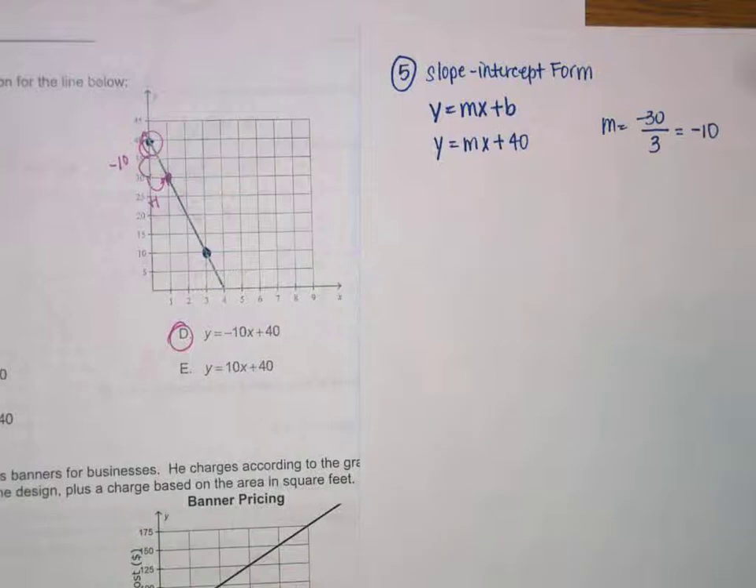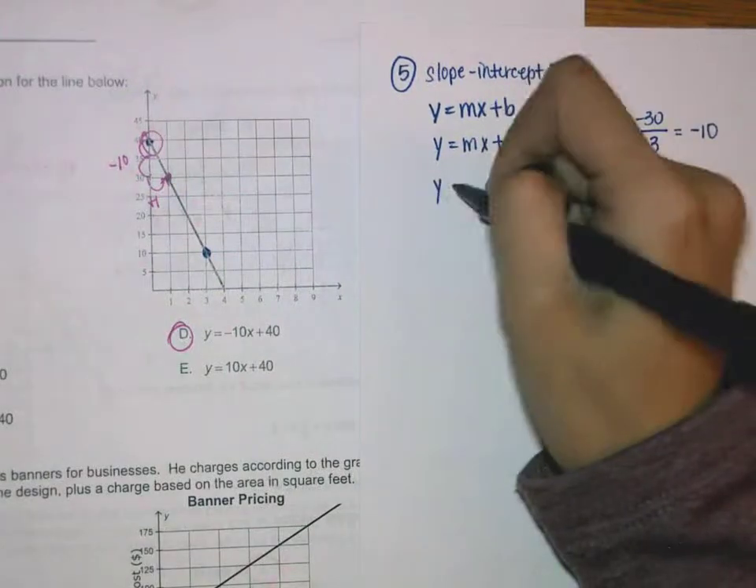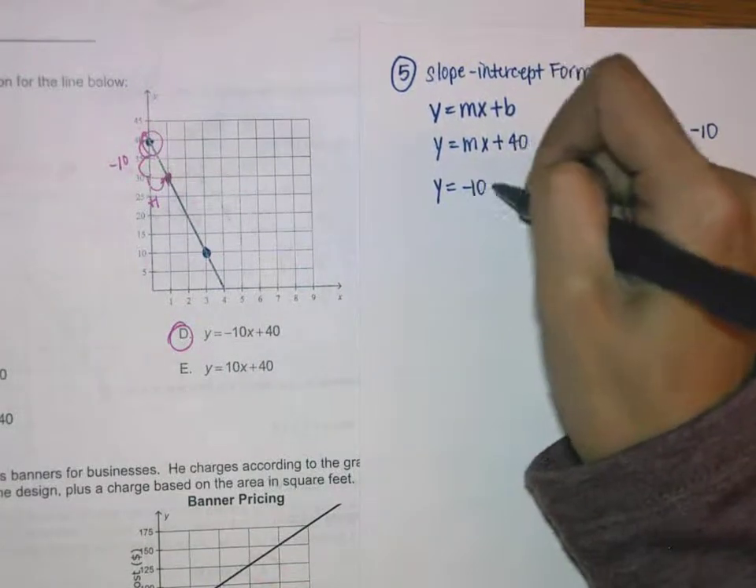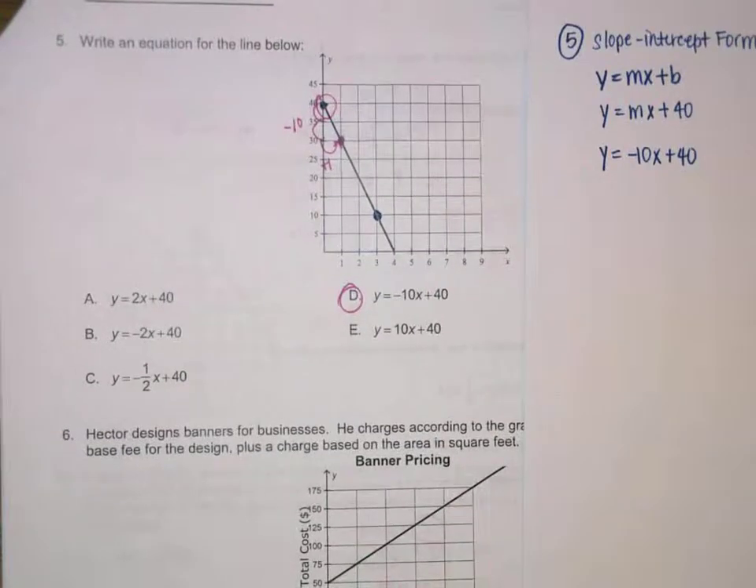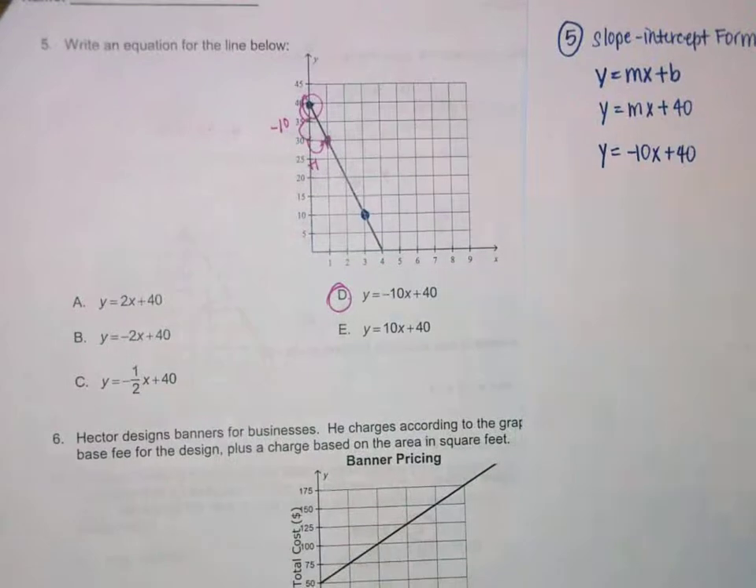So I'm going to plug in what I know now. y equals negative 10x plus 40. I'm going to look at my answer choices. Do I see it? Do I see it? Of course I do. The answer choice is D. Yay!